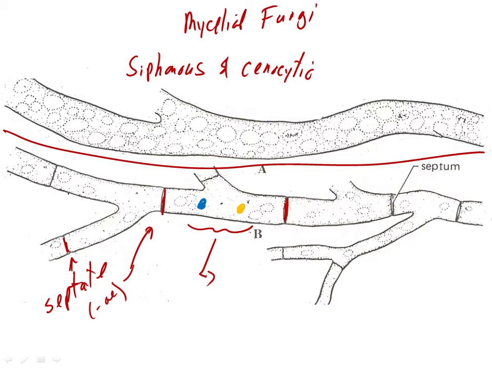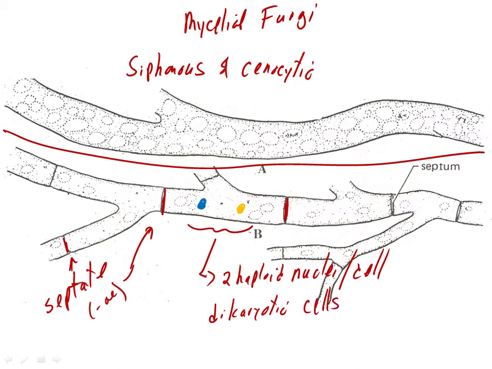But it's so unusual that we have a new term for it. Of course we have a new term for it. In fact, several new terms. So we know that the term for nucleus is karyon in Greek, and we know that there are two of them, two nuclei, so it's dikaryotic. So these cells are dikaryotic if there are two haploid nuclei. When there are two nuclei like that, they are always haploid.